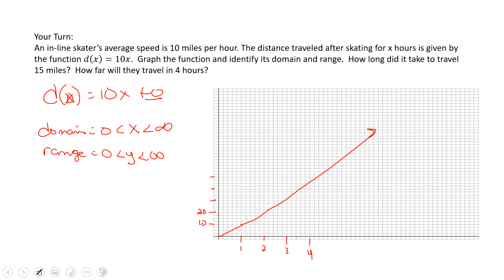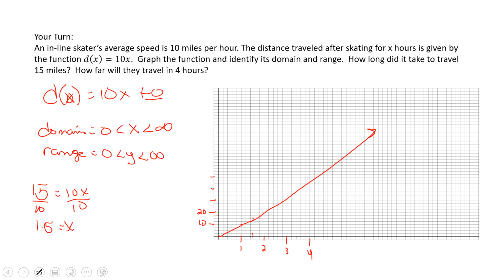So how long will it take to travel 15 miles? Well, if we look at our graph, 15 is kind of right here. So we kind of go here. I should be at 15, 1.5, 1.5 hours. The other thing I could do is plug in 15 miles equals 10 miles times x and divide both sides by 10 to solve that. I get x equals 1.5 hours. Make sense?